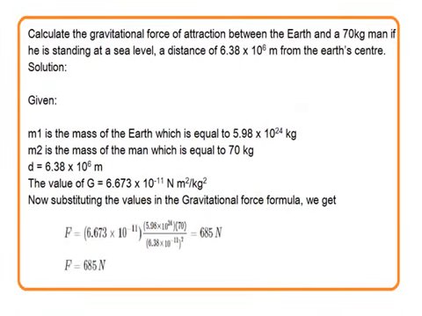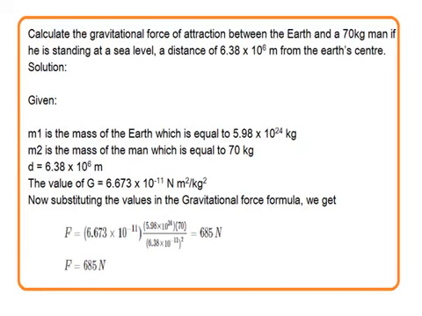Children, let us now go to the solution of the numericals based on the values of F and G. The first question is this: calculate the gravitational force of attraction. That means you are asked to calculate the value of F between the Earth and a 70 kilogram man if he is standing at sea level at a distance of 6.38 into 10 to the power 6 meters from the Earth's center.